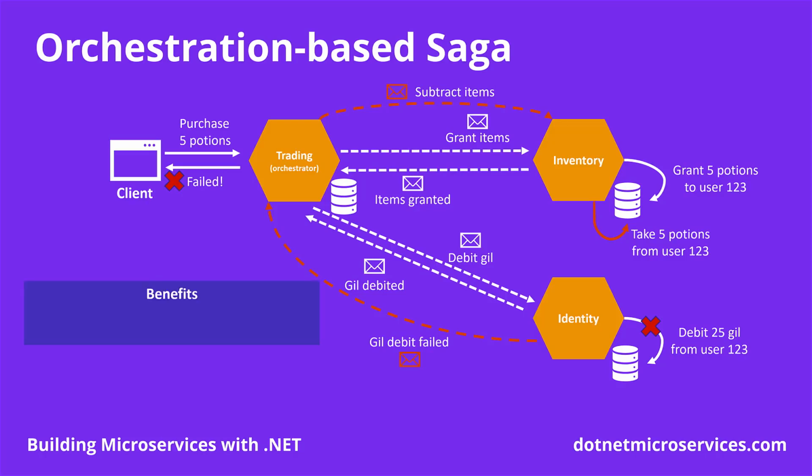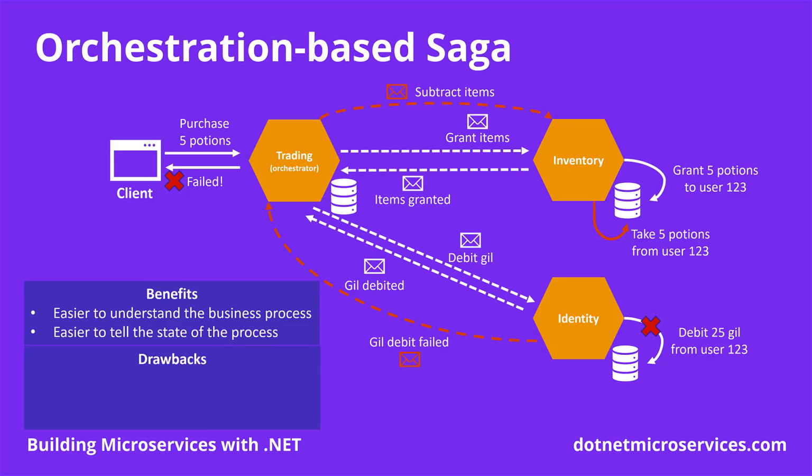In terms of benefits, as you can see from this diagram, it is easier to understand the whole process, especially because trading is the one sending commands to each service depending on the success or failure of the previous command. It's also easier to tell the current state of the overall process because trading is keeping track of the result of each step. There are also some drawbacks.